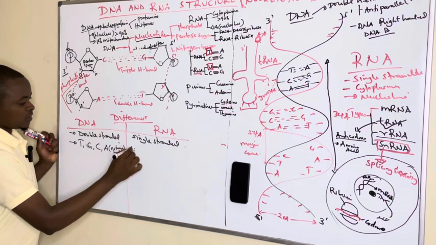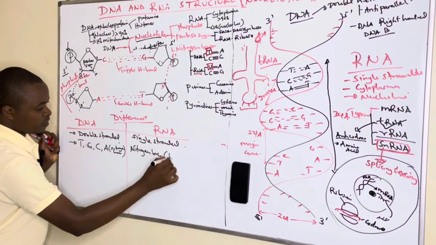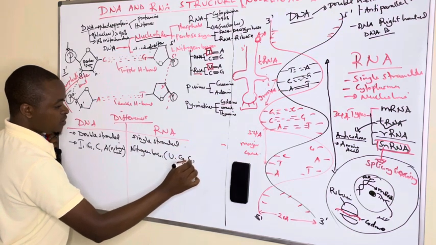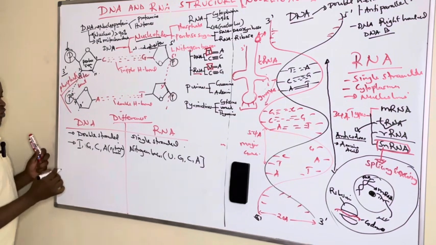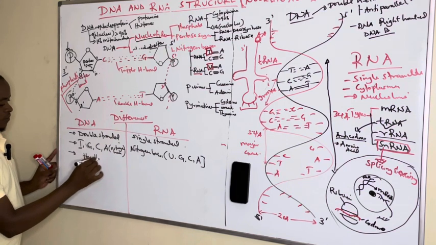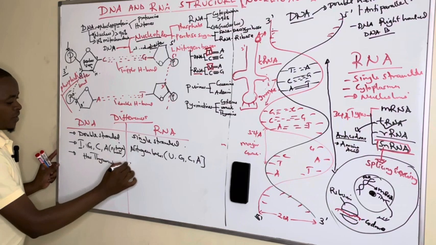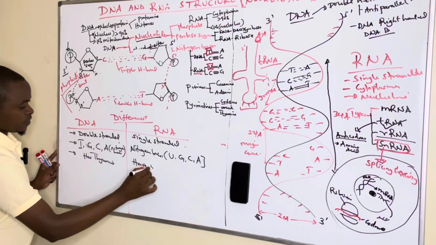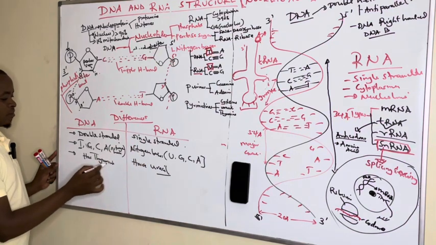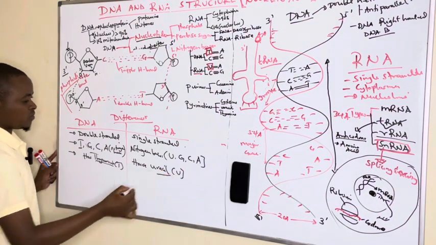Whereas the nitrogen bases in RNA, instead of thymine, we have uracil, guanine, cytosine, and adenine. So in short, DNA has thymine, whereas RNA has uracil. This one has uracil and lacks thymine, and this one lacks uracil and has thymine, which you abbreviate as T. This one we abbreviate as U.